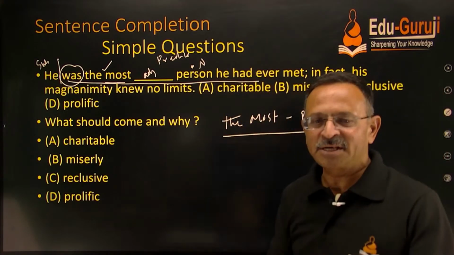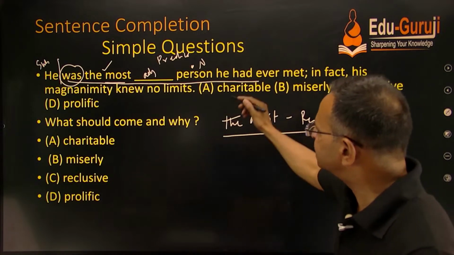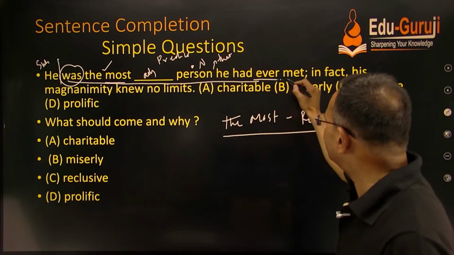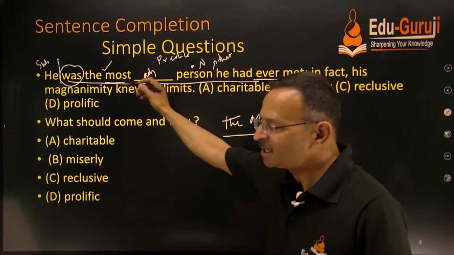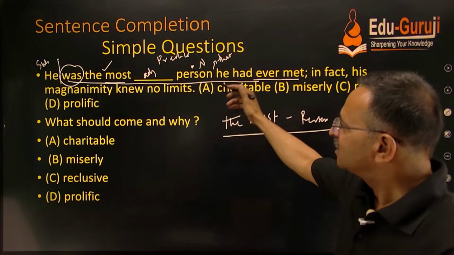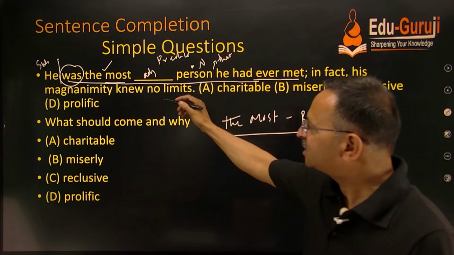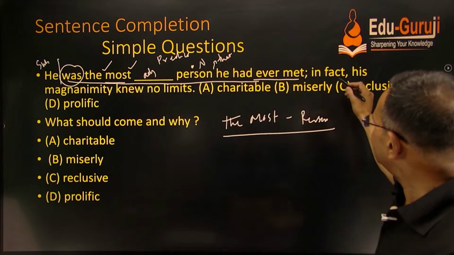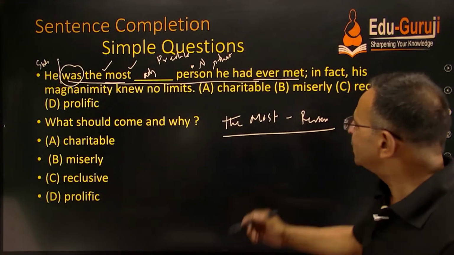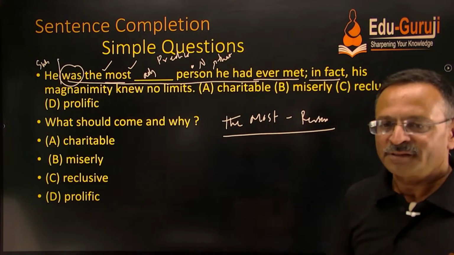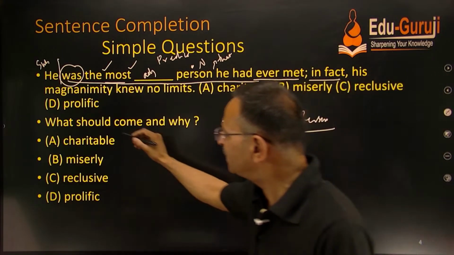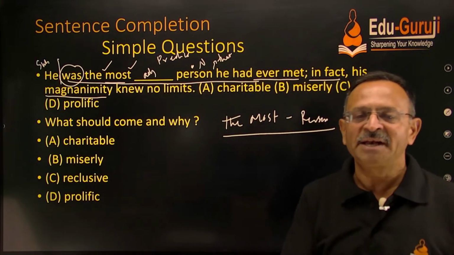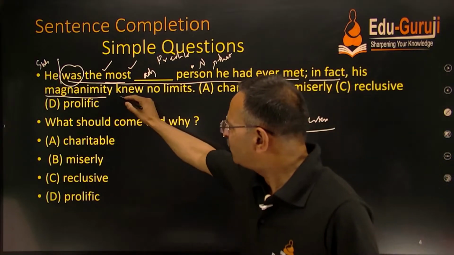So you can see this is a complex sentence. Here there is a conjunction, that is, that. Now there is the phrase ever met, which is again giving more intensity to this particular word, the most, which is superlative. In fact, now you can see there is a transitional word, that is, in fact. Now he is giving you a very, very important clue, that is magnanimity. And magnanimity he knew.